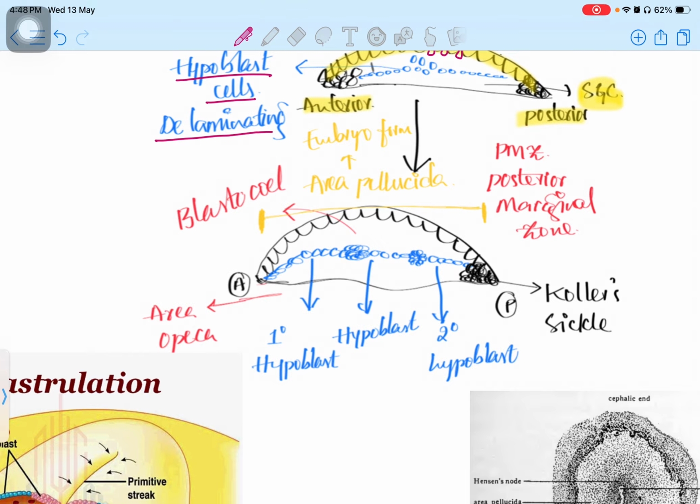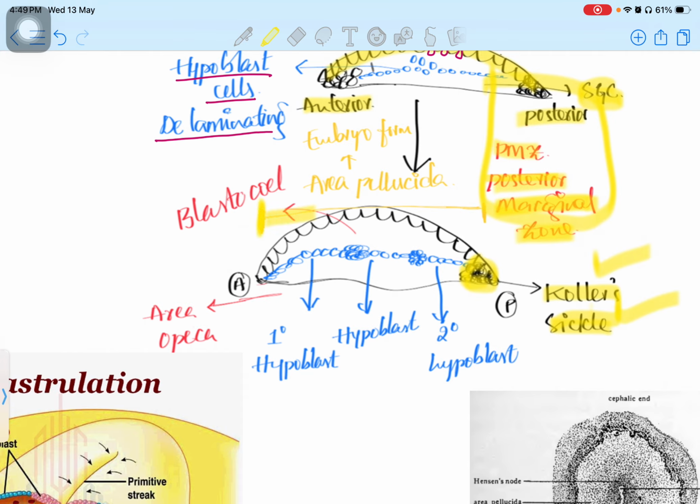Okay, what will happen next? There will be many developments, many growth, many divisions of the cells again, and at the end of the posterior side, many epiblast cells will be forming, and here a collar sickle forms. This collar sickle is nothing but the thickness of the epiblast cells. From here the primitive streak will form, and this is known as the PMZ, meaning posterior marginal zone.